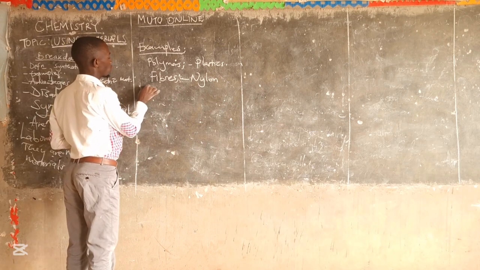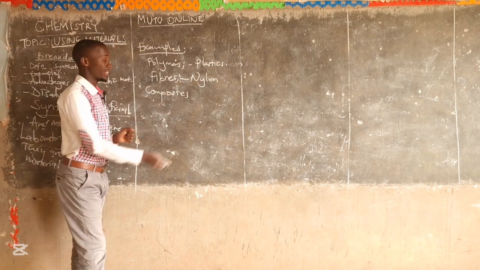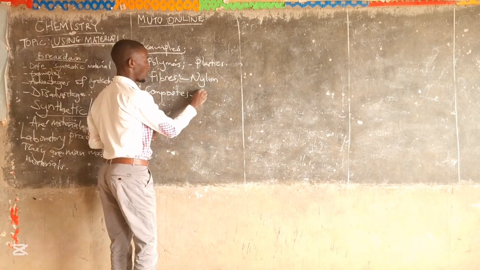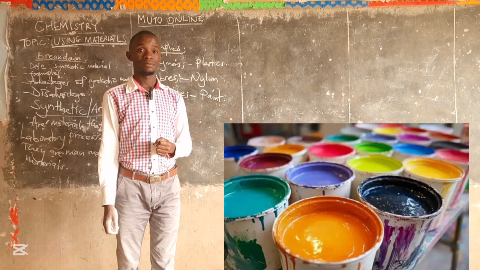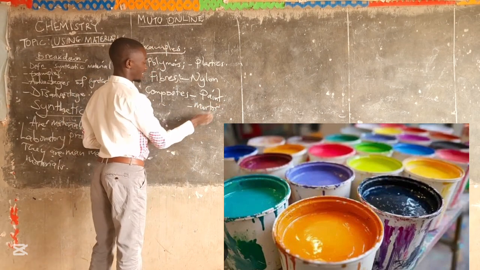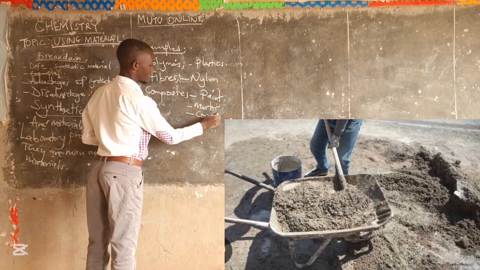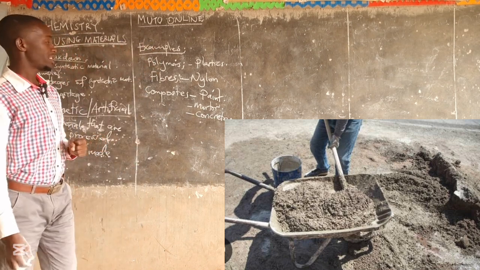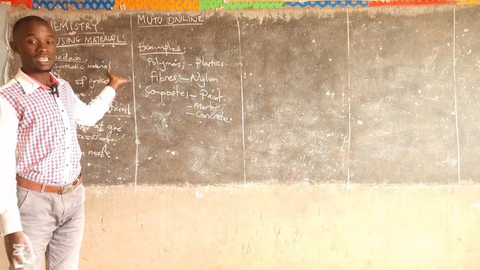We've ever heard about composites, a mixture of more than one substance of different kinds. We can give the likes of paint. Paint is a synthetic composite. We can give the likes of mortar for the builders, the mansions. We can give the example of concrete. All of these are examples of synthetic materials.